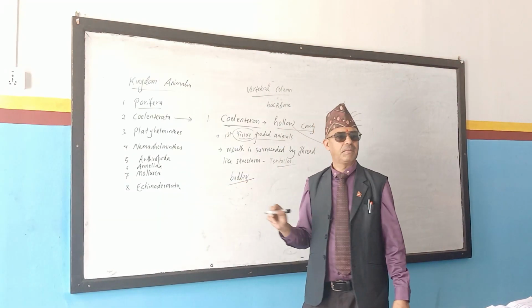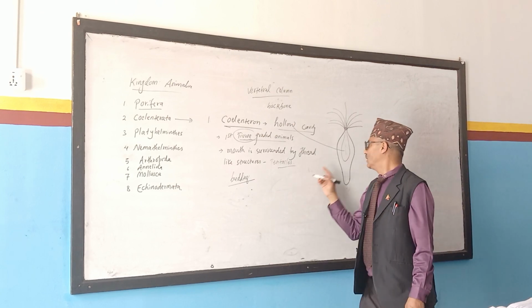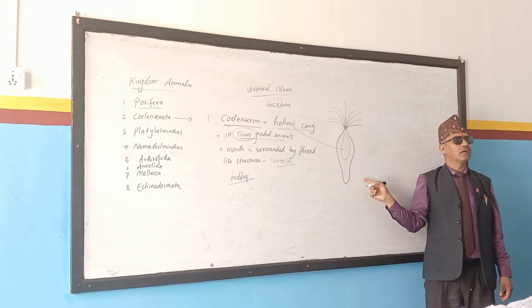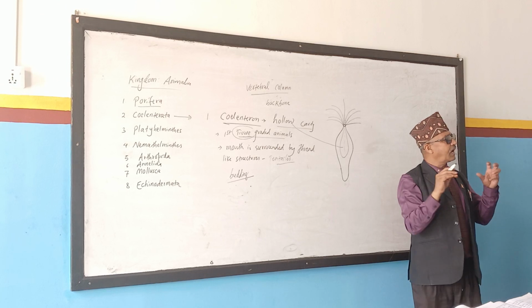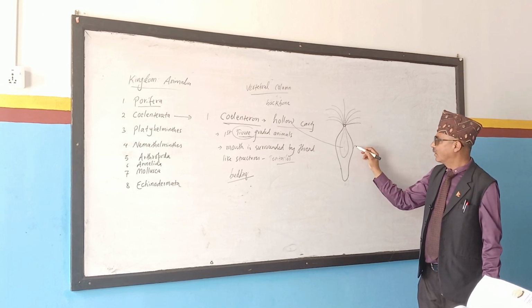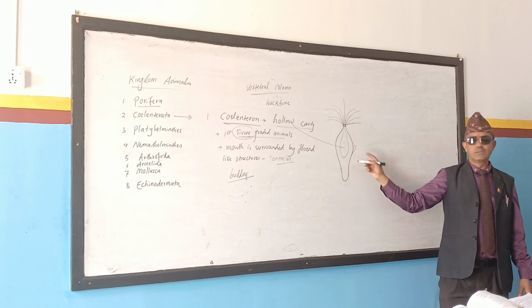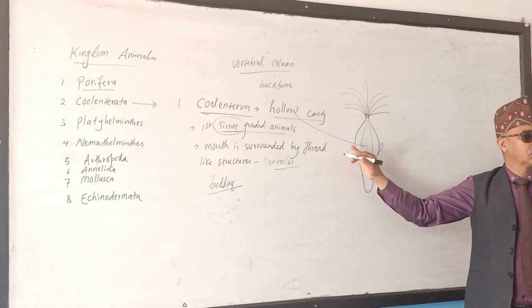What is that? Budding. By budding. What is budding? Suppose this is hydra. When the hydra becomes mature, then a small outgrowth is developed. That is called a bud. It may develop on this side also, okay?